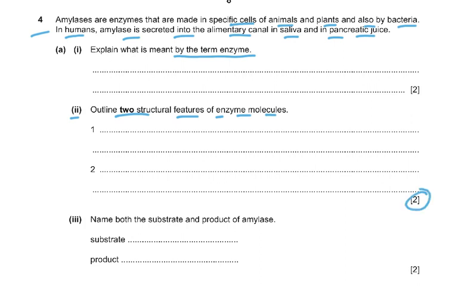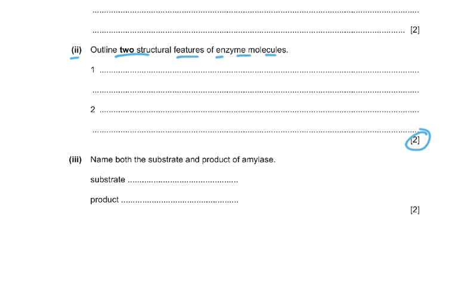So 2 marks, 3 mark scheme points, but you could have given me any two of these. Then it says name both the substrate and product of amylase. Of course, that is starch, and the product is maltose. But if you said sugar or if you said glucose, even that was correct, though I don't agree with that. But they did allow it. Cambridge did allow it. So I'm nobody to challenge Cambridge, so I do not agree with it. But then Cambridge says they're not going to go into any discussions on the mark schemes.